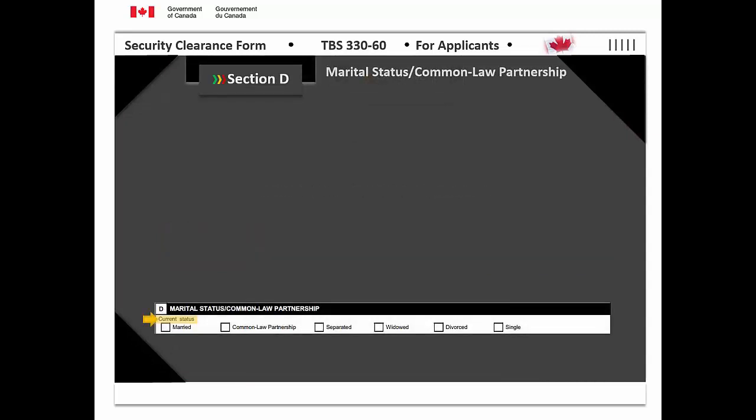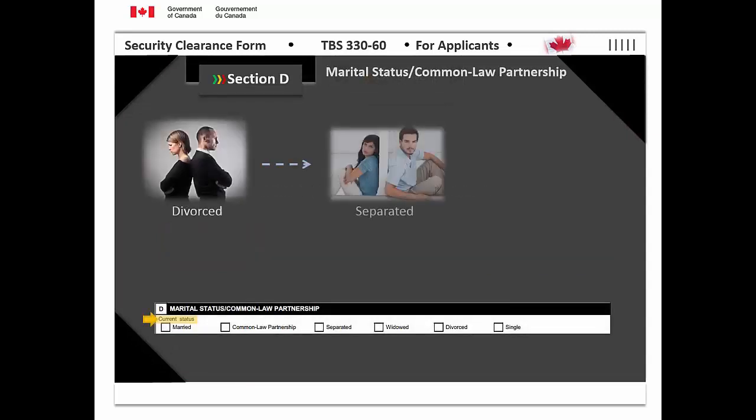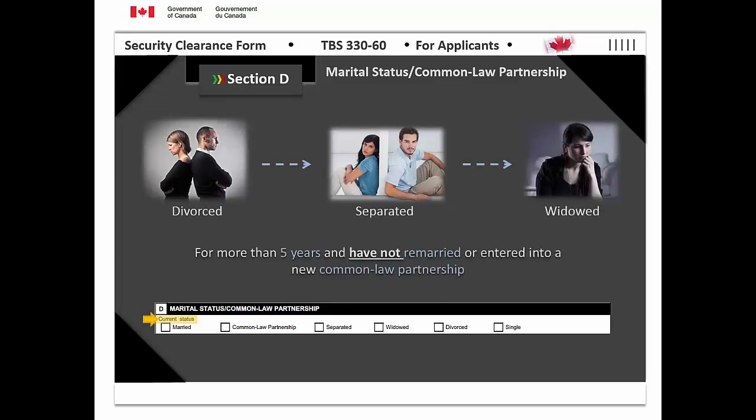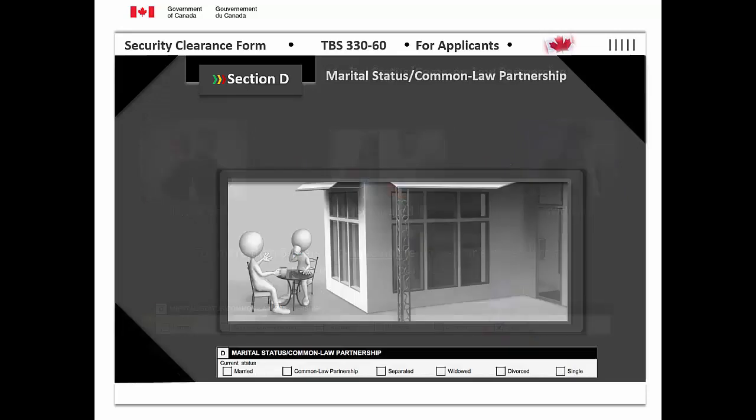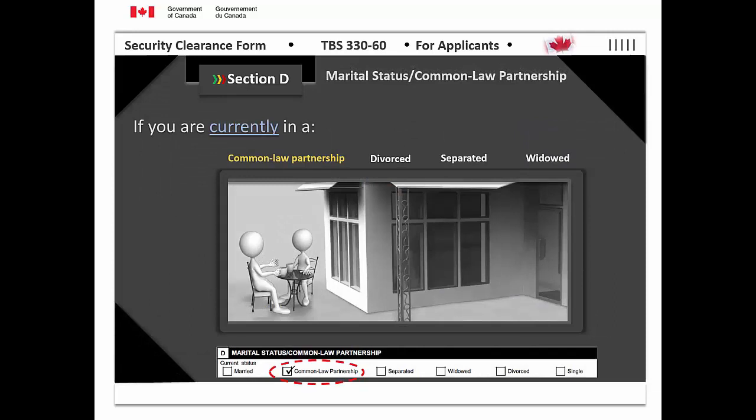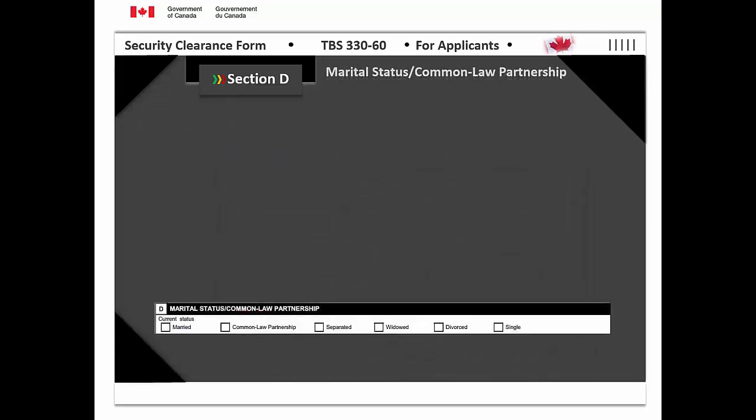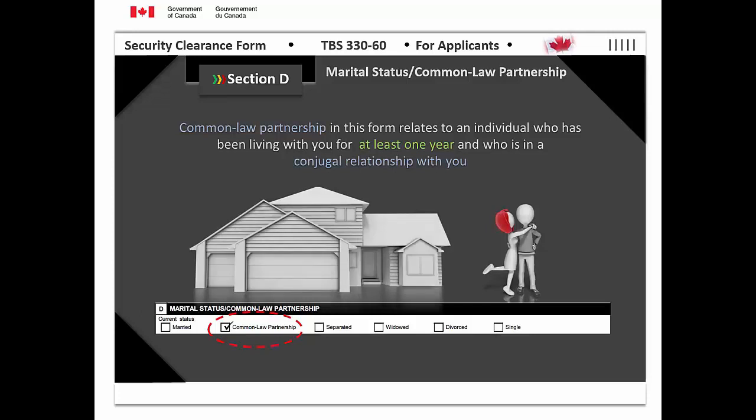Under Current Status, you must only check one box. If you have been divorced, separated or widowed for more than 5 years, and have not remarried or entered into a new common law partnership, you can check single. If you are currently in a common law partnership, and you are also divorced, separated, or widowed, check common law partnership, because that is your actual current status. Common law partnership, in this form, relates to an individual who has been living with you for at least 1 year, and who is in a conjugal relationship with you.